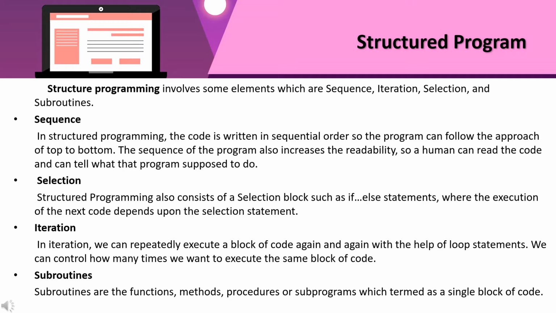Structured programming also consists of a selection block such as if-else statement, where the execution of the next code depends upon the selection statement. Next, in iteration, we can repeatedly execute a block of code again and again with the help of loop statements. We can control how many times we want to execute the same block of code. And the subroutines are the functions, methods, procedures, or subprograms which are termed as a single block of code.